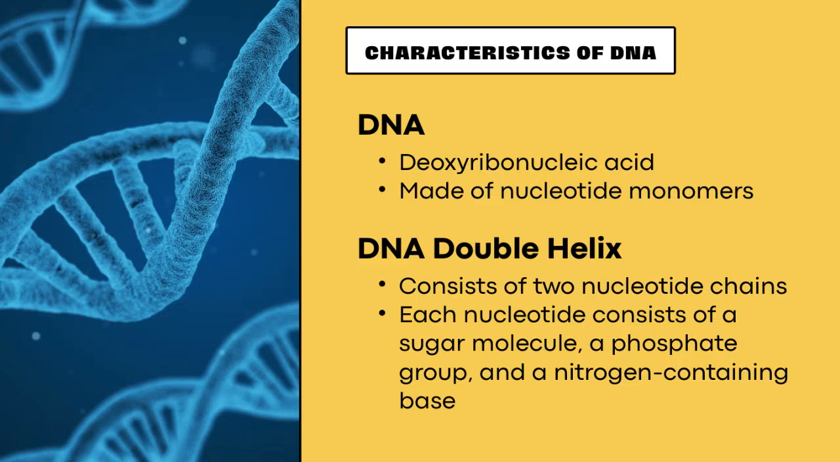Let's take a closer look at the DNA double helix. As you can see, DNA, or deoxyribonucleic acid, is made up of 2 nucleotide chains that are twisted into this iconic double helix structure. Each of these nucleotide chains is composed of smaller building blocks called nucleotides. Now, each nucleotide itself is made up of 3 parts: a sugar molecule, a phosphate group, and a nitrogen-containing base. This combination is what gives DNA its unique properties and ability to store genetic information. It's important to remember that DNA is essentially a long chain of these nucleotide monomers linked together.